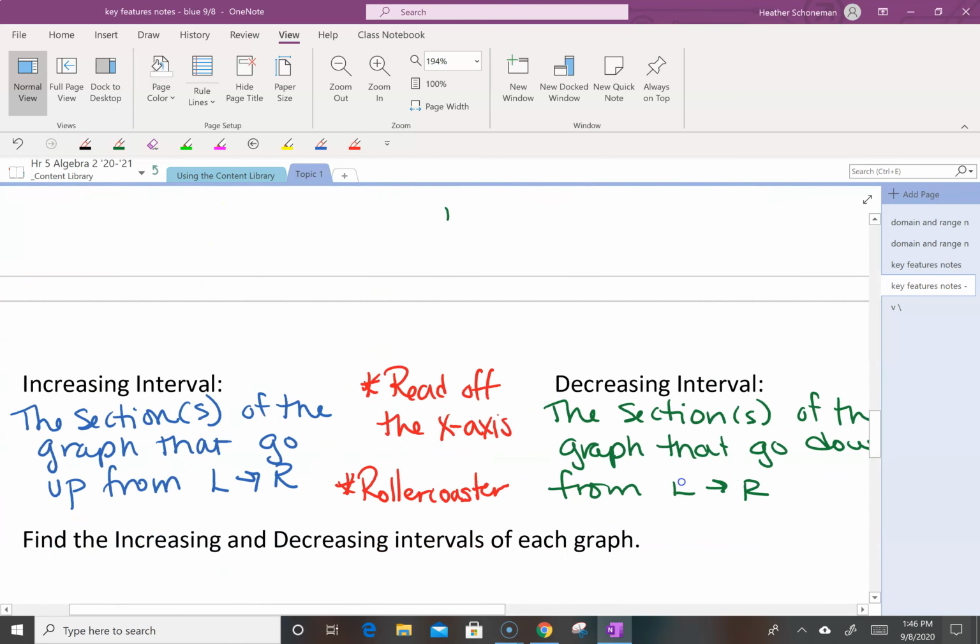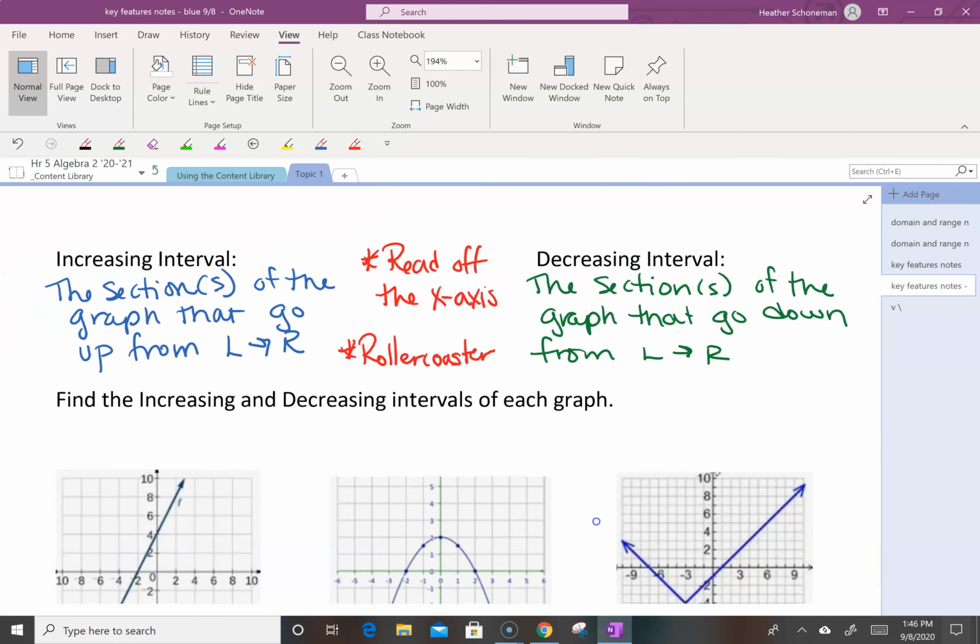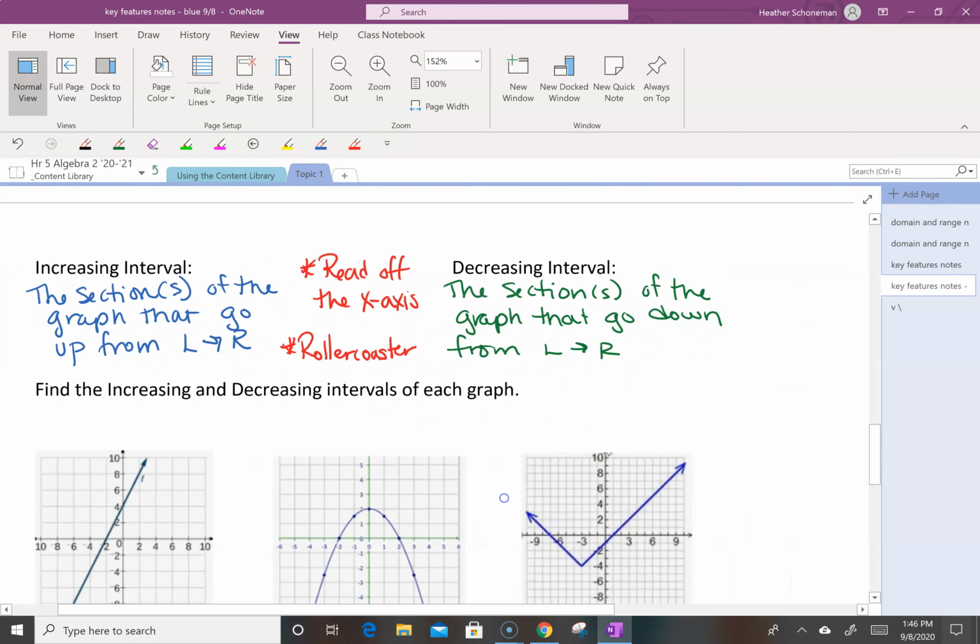Okay, let's look at this one. Increasing and decreasing. Increasing intervals are the sections of the graph that go up from left to right. Decreasing are the sections that go down from left to right. When you read this, you're going to read it off the x-axis, just like we did for positive and negative.